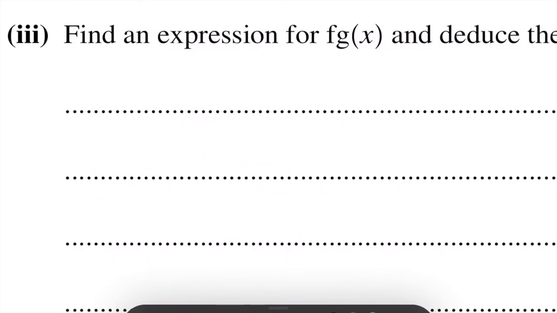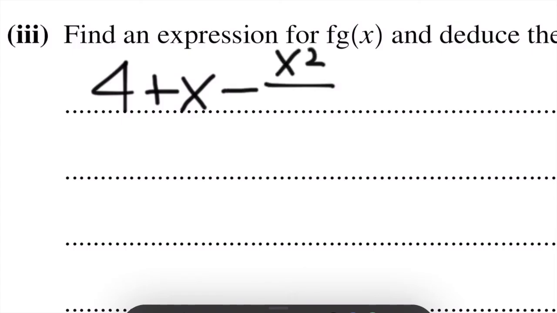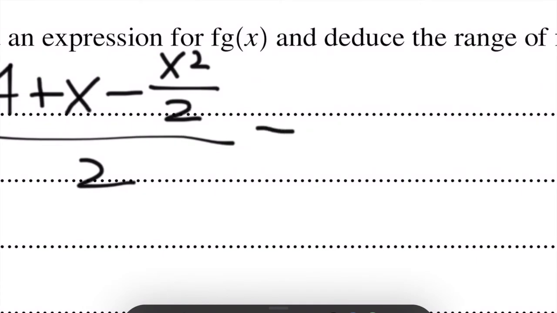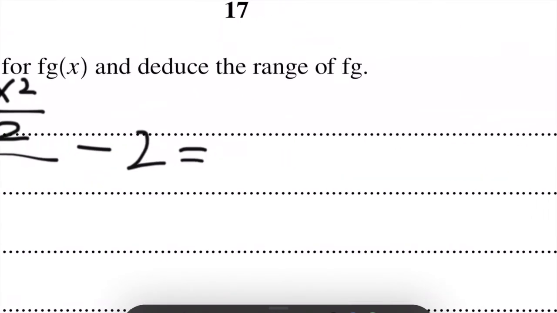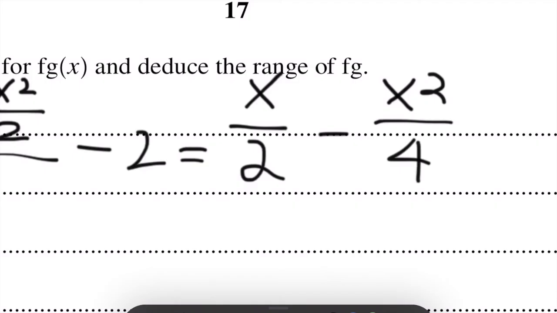For this question, we need to insert g into the function f. So 4 plus x minus x squared, half of x squared divided by 2 minus 2. This will give us x over 2 minus x squared over 4.